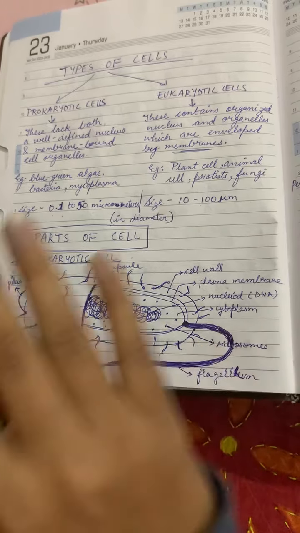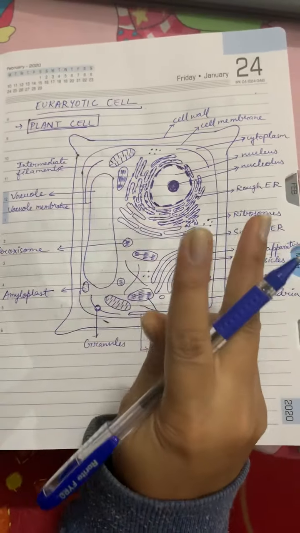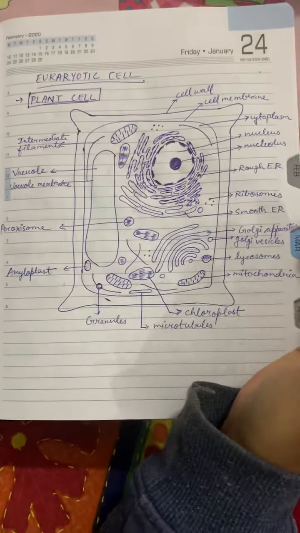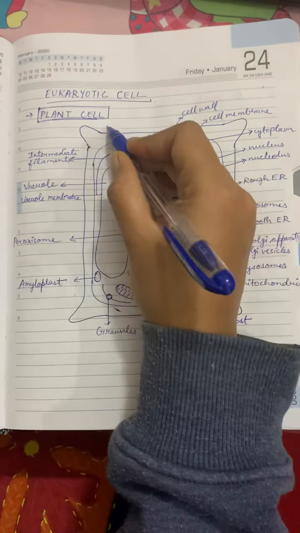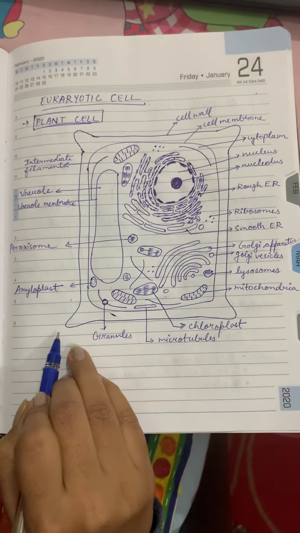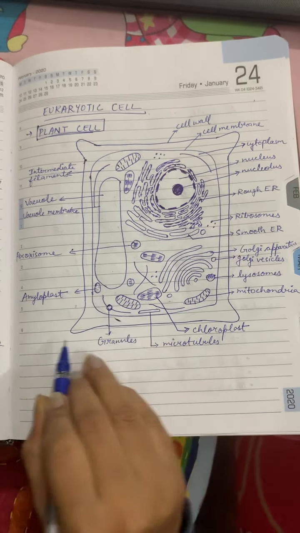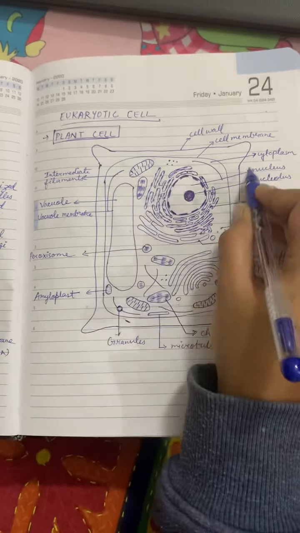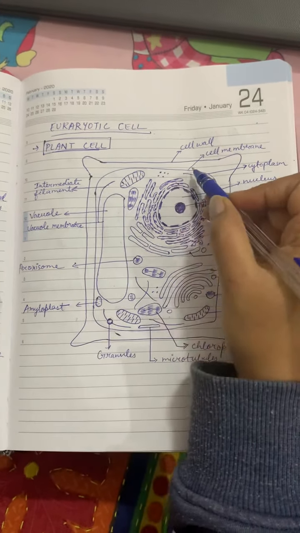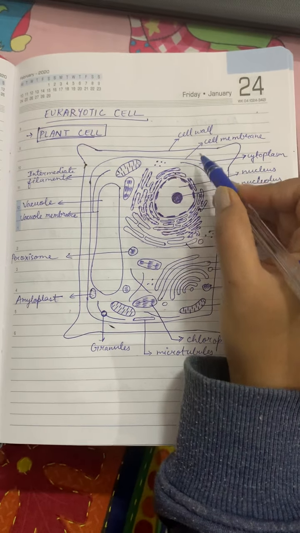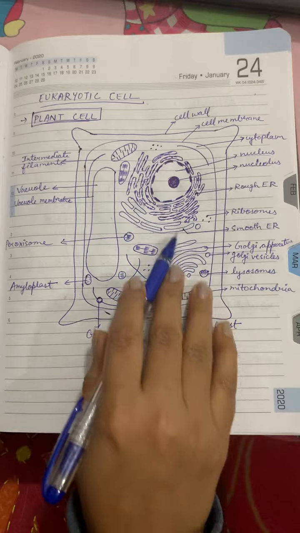Now let's jump over to the eukaryotic cell. So for eukaryotic cells, I'll show you two cells, plant cell and animal cell. So first of all, this is a diagram of a plant cell. You can see there is a prominent cell wall. There are two differences between plant cell and animal cell. You will not find a cell wall or a big vacuole inside an animal cell. Inside, you can see the same, there is a cell membrane, and everywhere there are membrane-bound organelles.